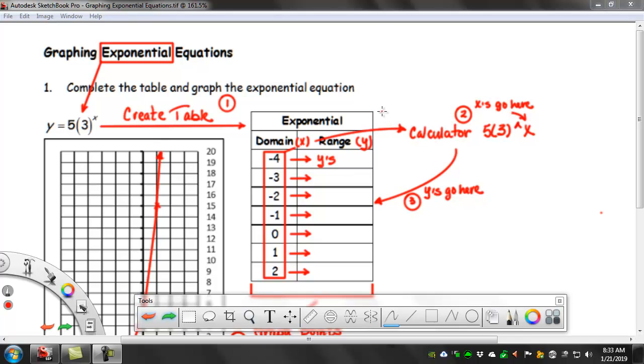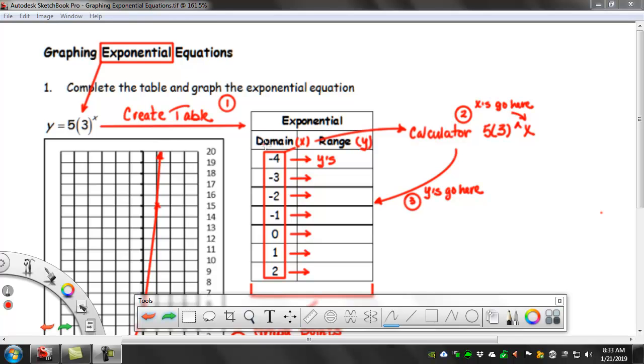So welcome students. In this video we'll be graphing exponential equations. And exponential equations look like what we have here. It is y equals 5 times the quantity of 3 raised to the x power. X is now an exponent, and to graph this, the first thing we have to do is create a table.